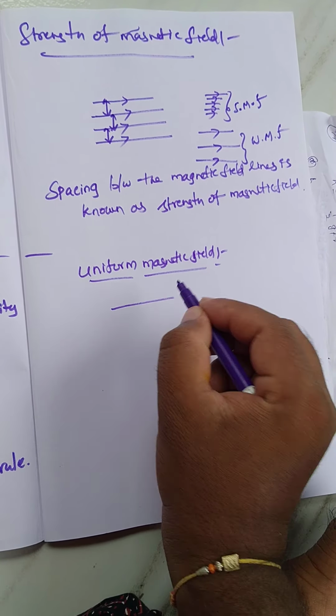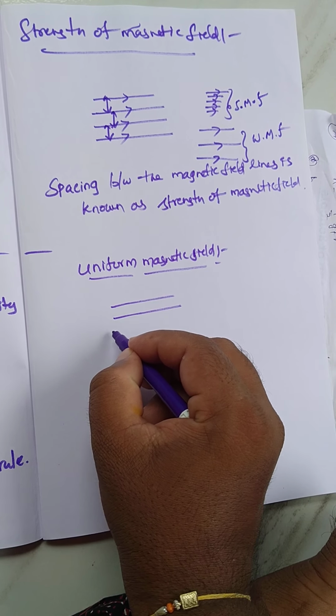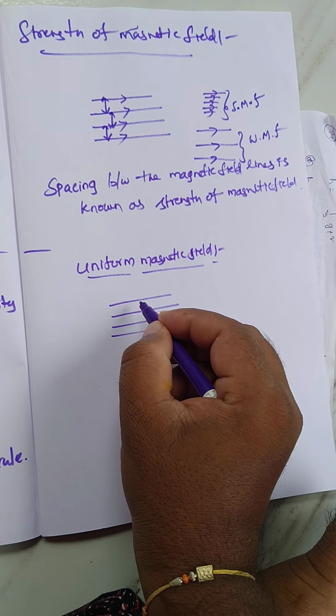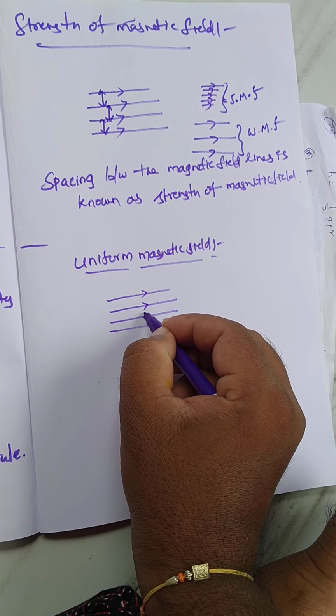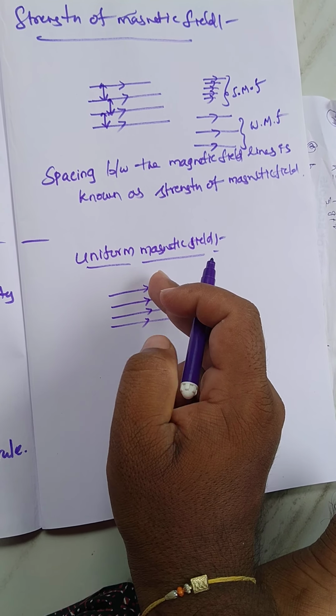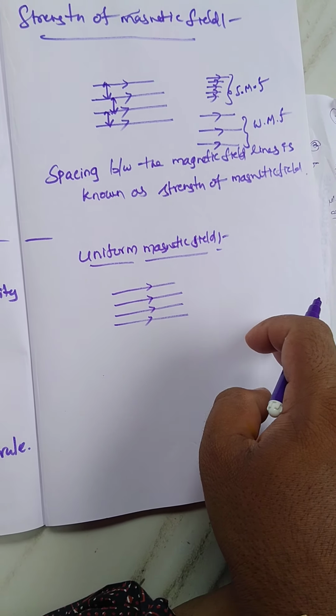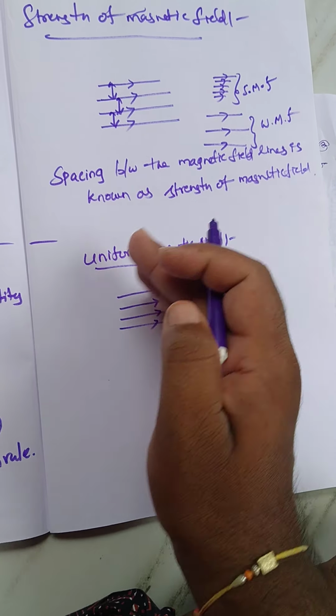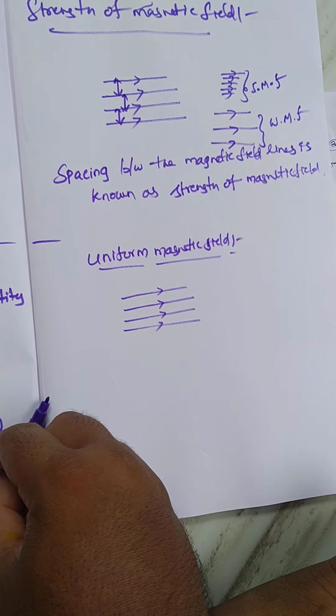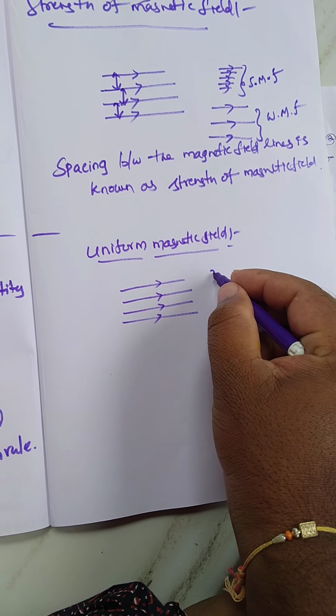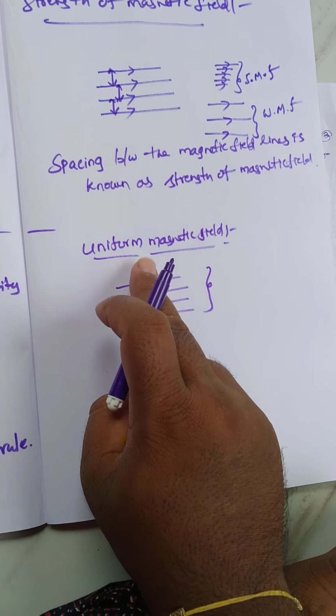I'm taking magnetic field lines like this. All the magnetic field lines are along the same direction. The field directions along all the field lines are the same, all traveling like this only. So we say it is a uniform magnetic field. The magnitude is the same and the direction is also the same.